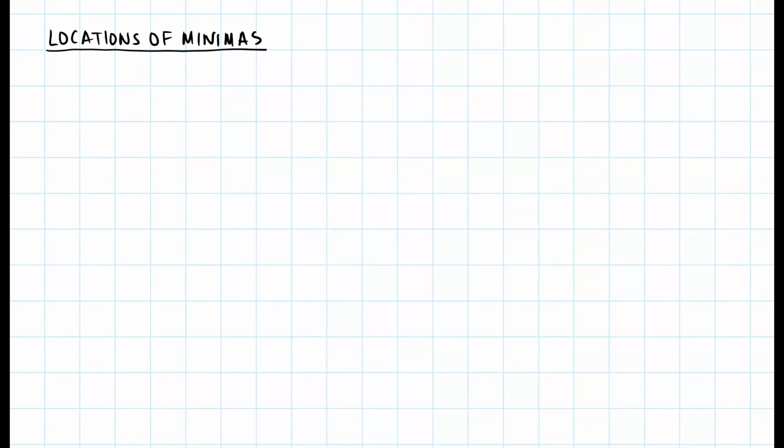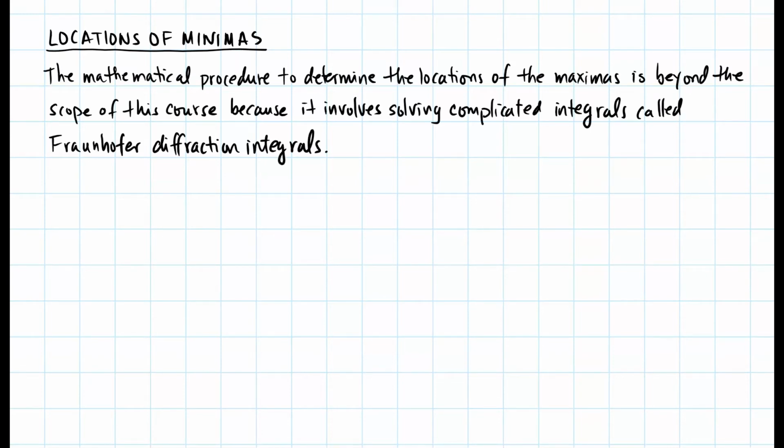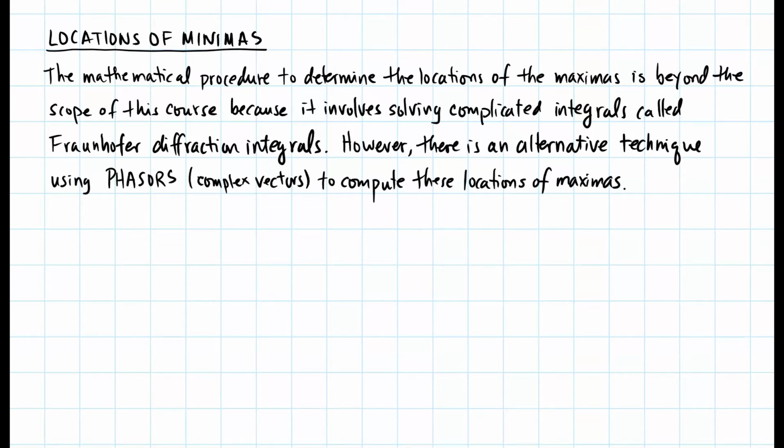Location of minimas. The mathematical procedure to determine the location of maximas is beyond the scope of this course because it involves solving complicated integrals called Fraunhofer diffraction integrals. However, there is an alternative technique using phasors. These are complex vectors in the complex plane to compute these locations of maximas.